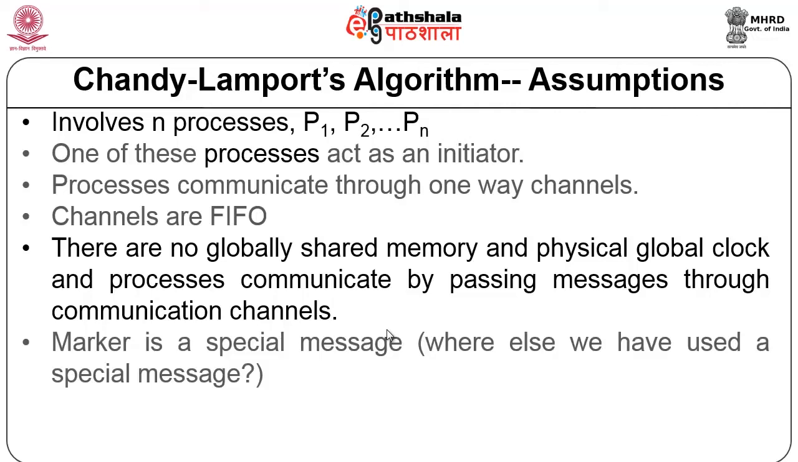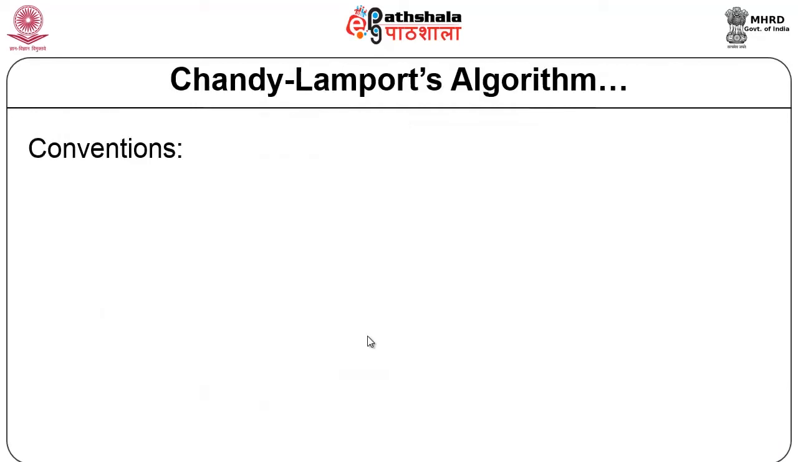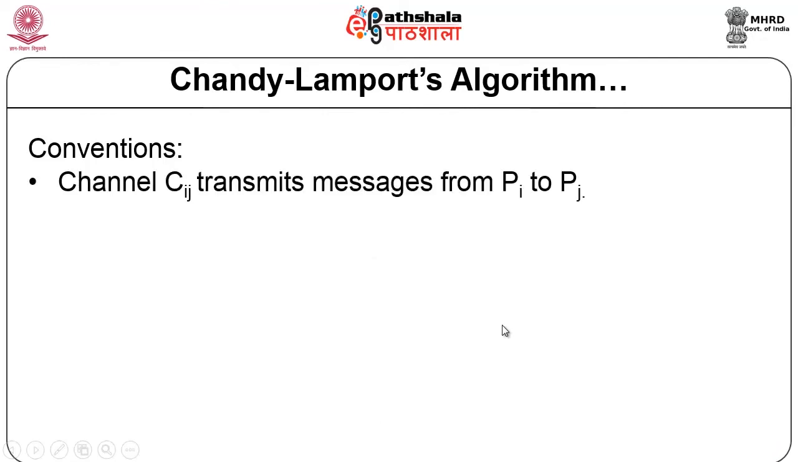And we use something called a marker, which is a special message, which as soon as I receive a marker, I understand that the other process is trying to tell me something. We have used a similar mechanism in our election algorithm, if you recall. Now, recording a state involves noting down for the process all the messages sent and received by this specific process to any other process. So, these are the conventions.